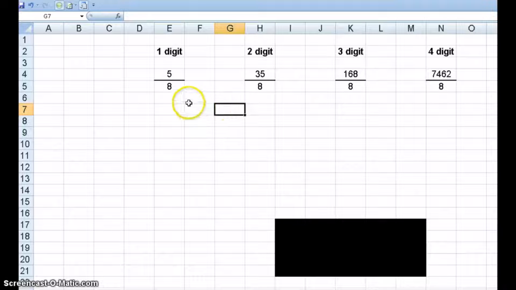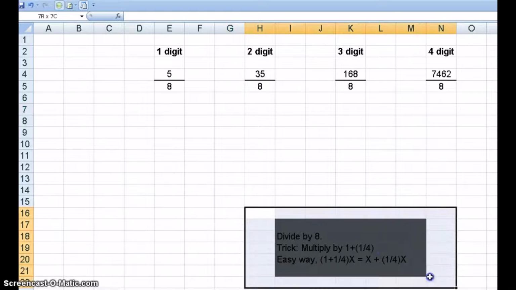So let's do 5 divided by 8. The answer is 0.625. And 35 divided by 8, the answer is 4.375. Okay, let me stop there. Well, hold on. Let me see if I can do 3-digit. 168 divided by 8 is... that's 21. Okay, so I'll stop there on a winning streak and show you the answer.